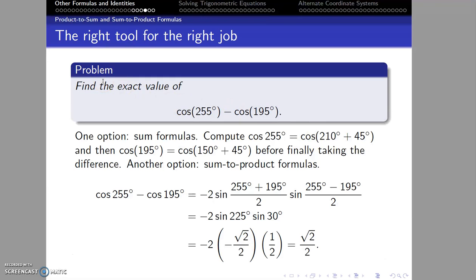Let's say I wanted to find the exact value of cosine of 255 degrees minus cosine of 195 degrees. Well, we can do that without using the formulas we've just been introduced to. Right, cosine of 255, that's 210 plus 45 degrees. 195 is 150 degrees plus 45 degrees. I could use these sum formulas twice, and then I could take that difference, and that would give me the same thing that I would have gotten had I just recognized, oh yeah, this is a difference. I can turn that into a product. And using the appropriate formula, I end up with the same thing I would have gotten, but with much, much more work, to be root 2 over 2.